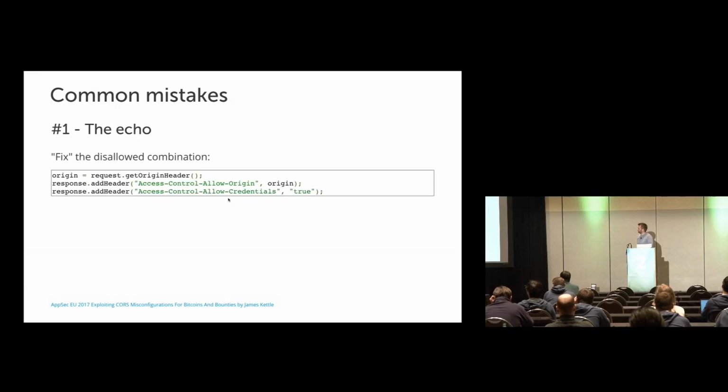So the common mistakes, the echo, that's the first one. You can't have star, so people figured out, well, I can just take the origin header coming into the server, and add that as the Access-Control-Allow-Origin header going back as the response header, and it will work. Yeah, you now re-enabled Access-Control-Allow-Origin star, and you really shouldn't have done that. This is something we've seen a lot.